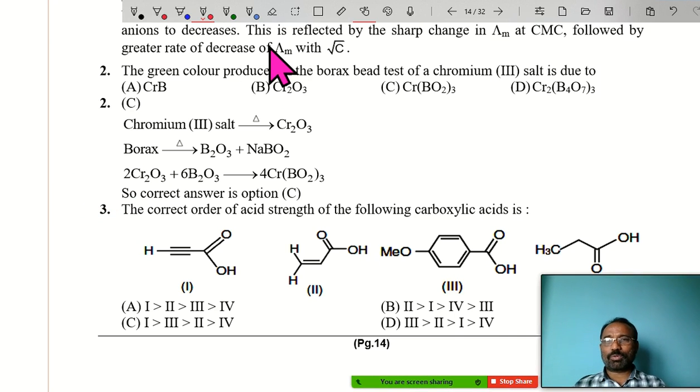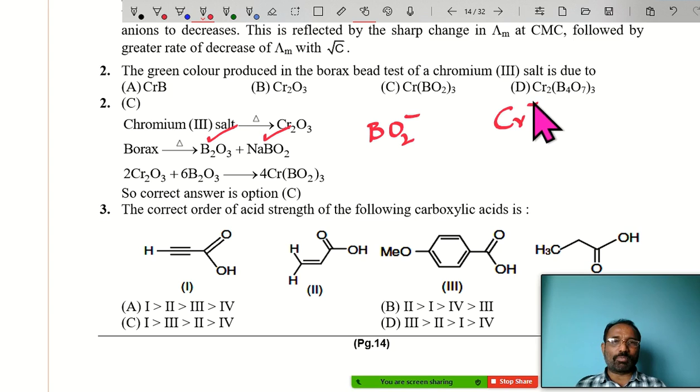Now see question number 2. The green color produced in the borax bead test of chromium 3 salt is due to. In borax bead test, on heating of borax, we are getting B2O3 and sodium borate. In sodium borate, the charge on the borate ion is -1. And in the case of chromium 3 salt, the charge on the chromium ion is +3. So if you write the crisscross method, Cr3+ and BO2-.